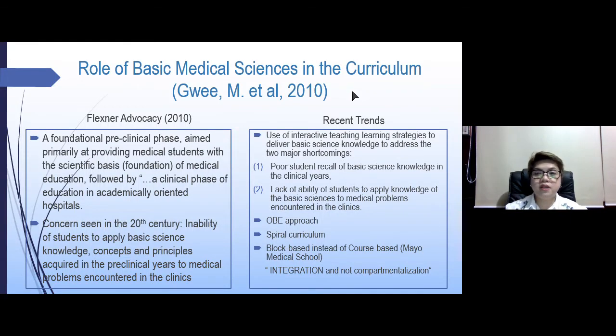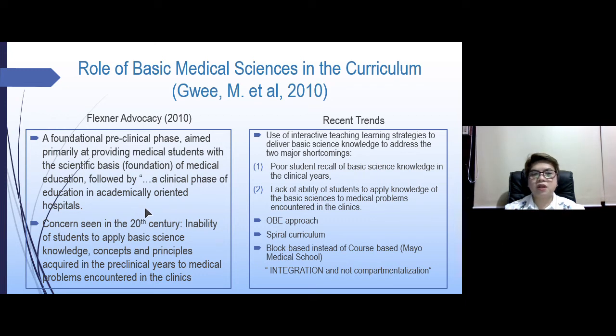Before we can actually incorporate primary healthcare into any basic medical science course, we have to be clear on the role of basic sciences in the medical curriculum. In 2010, the Flexnerian advocacy was practiced by almost all medical schools all over the world, following a foundational preclinical phase aimed primarily at providing medical students with a scientific basis, or the so-called foundational knowledge of medical education, followed by a clinical phase of education in academically oriented hospitals.